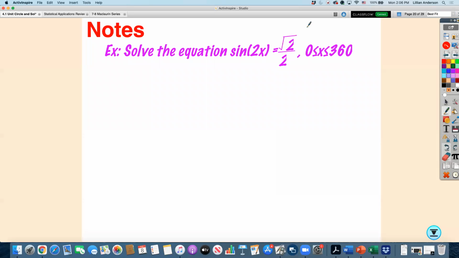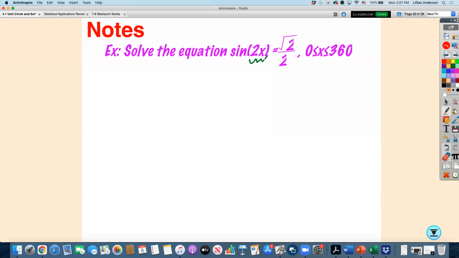We are still working on solving equations, still getting comfortable with our unit circle. We're just going to take it up a notch with the types of equations. So far we've been dealing with some of your more basic equations. This type of equation is still pretty basic, but you should notice that there's a difference between this equation and some of the other equations, and that is the fact that there's a 2x in the parentheses instead of a regular x.